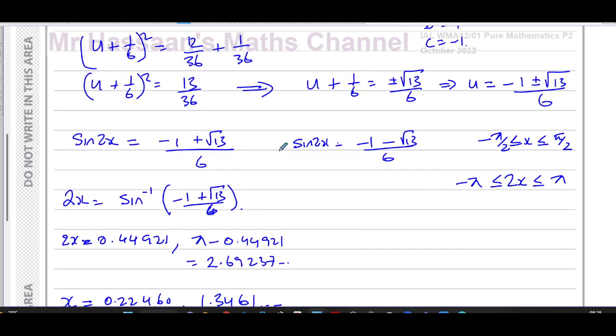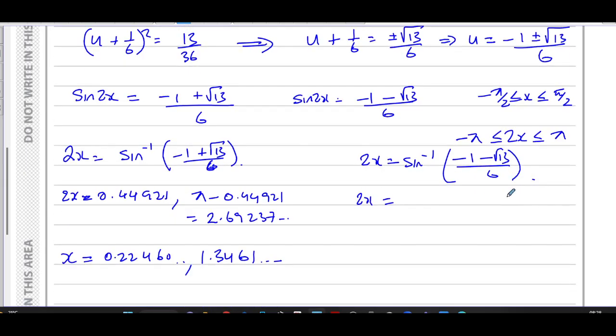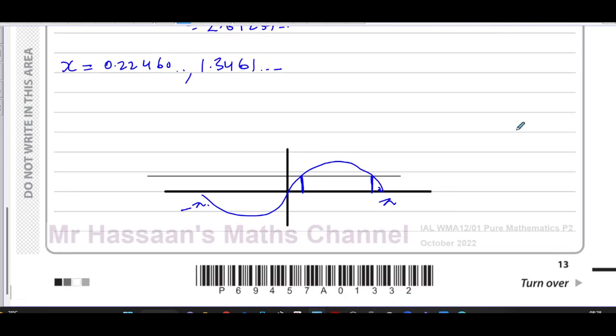Now, for the other section here, we have sine 2x equals minus 1 minus root 13 over 6. So therefore, we can say that 2x is equal to the inverse sine of minus 1 minus root 13 over 6. We can see it's going to be a negative value. The ratio is going to be negative, so we're going to get this line going on the negative side. The first answer we're going to get is this answer over here. That's what the calculator is going to give us.